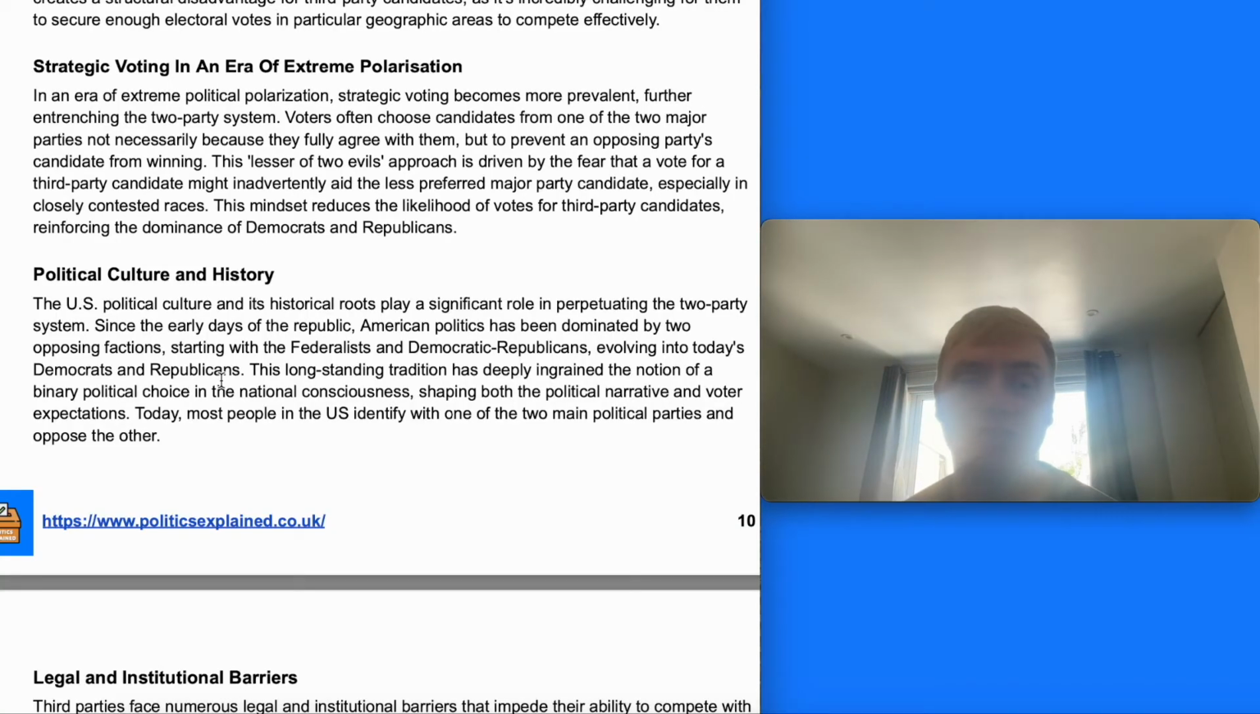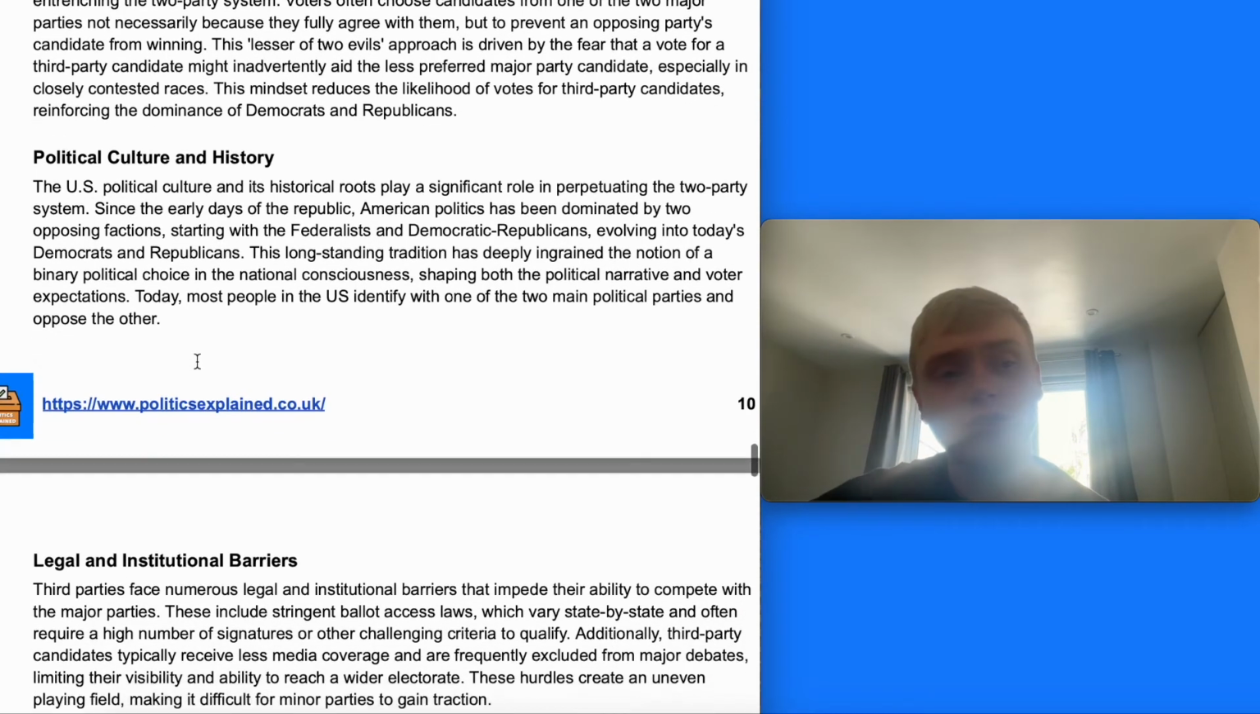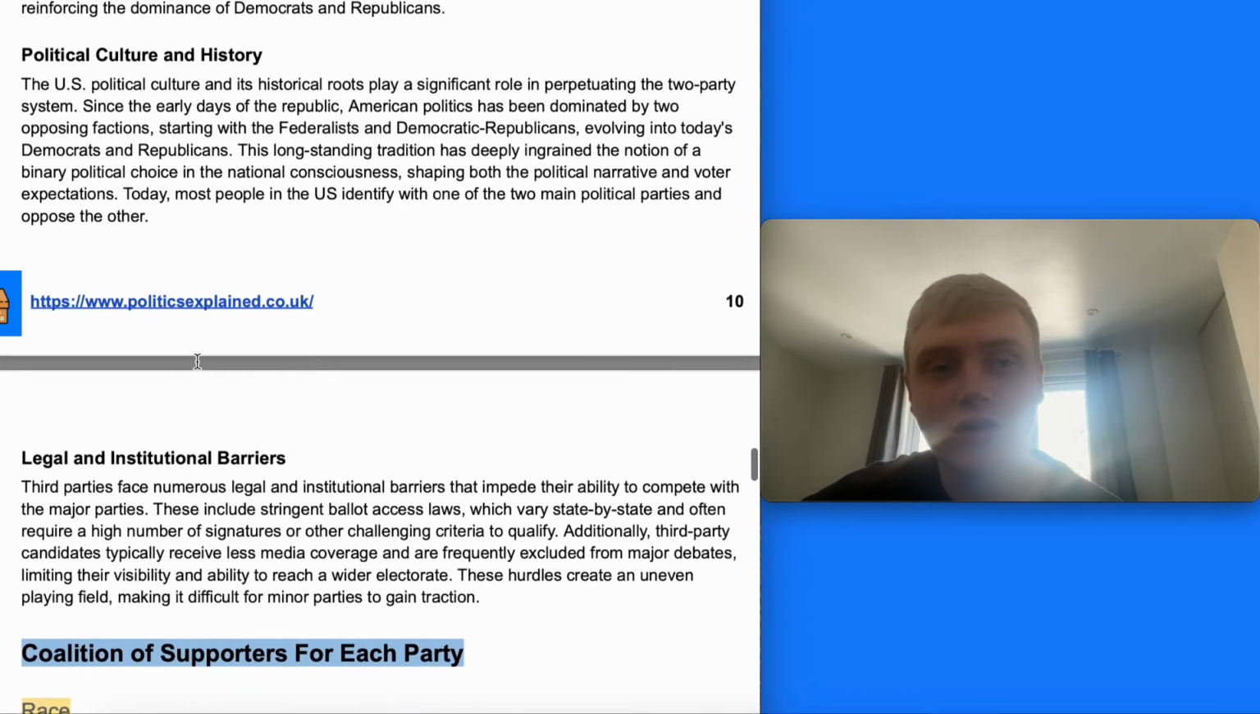Voters are therefore much more likely to vote for the lesser of two evils, driven by fear. Their vote for a third-party candidate is much less likely because they fear that if they do vote in such a way, it might inadvertently aid the candidate they really don't want to be elected. This reduces the likelihood of voters voting for third-party candidates and reinforces the dominance of the Democrats and Republicans.